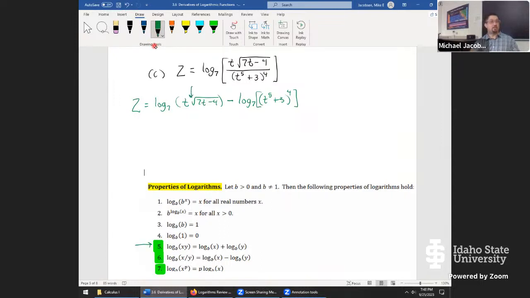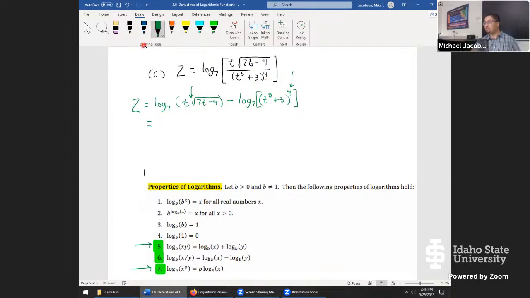We can split that up into 2 more logarithms, which is a good idea. And for this right here, we can use property number 7 and let that exponent 4 come down as a coefficient. We didn't do that. This right here is still a pretty wild adventure because there's an outer function, an inner function, the power 4, and then an innermost function, t to the power 5 plus 3. That's a chain rule with 3 functions if we let it sit just as it is.